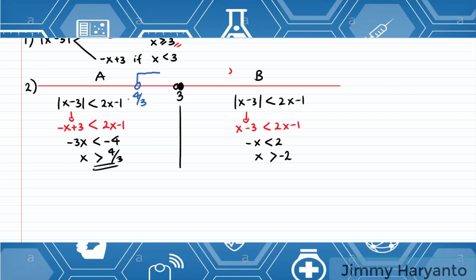Be careful, because we are in room A, so we can only draw until the border of room A. The border of room A is right here, so we have to stop right here. We cannot go past into room B. For room B, we have x greater than negative 2. Negative 2 is right here, so I have to draw greater than. Greater than means go to the right side.